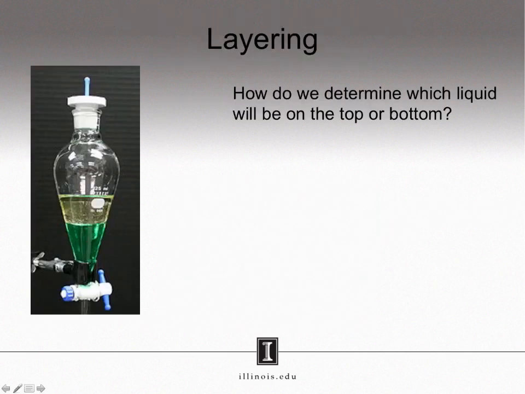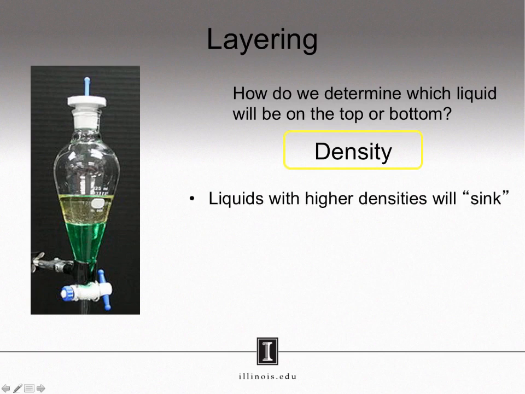In the examples you've seen so far, I have drawn the organic layer as being the bottom layer and the aqueous layer as being the top layer. Will this always be true? The answer is no. What determines which layer is the top layer and which layer is the bottom layer is the density of the layers.